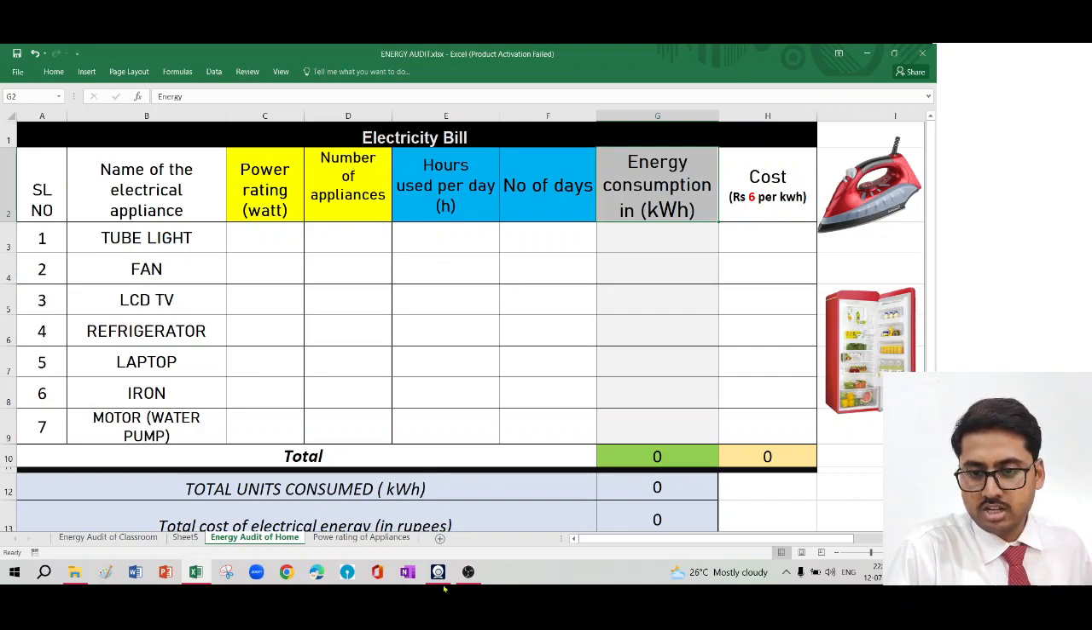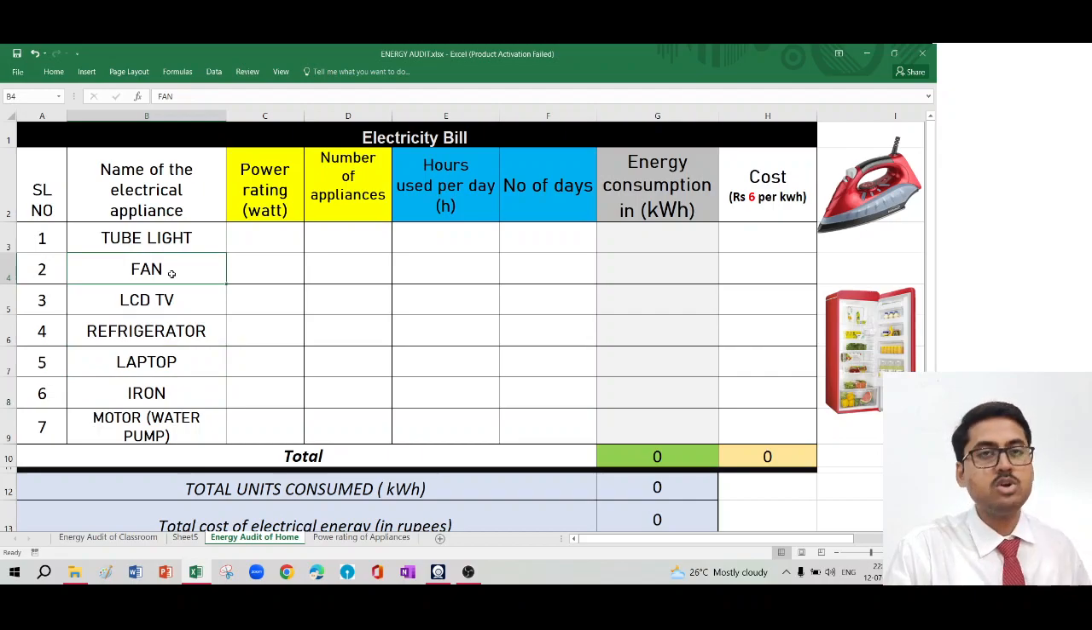The first thing is, let us see the list of electrical appliances which I have listed in the sheet. The first is the tube light, then fan, LCD TV, refrigerator, laptop, iron and water pump. There are many more appliances that we use in our homes like washing machine, a cooler or AC, sometimes even heater or microwave oven or toaster. I am not writing all the electrical appliances in the list because this is just a sample sheet. You can expand this sheet or reduce it as per your need.